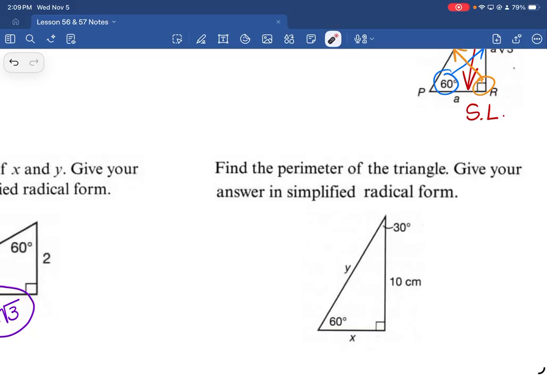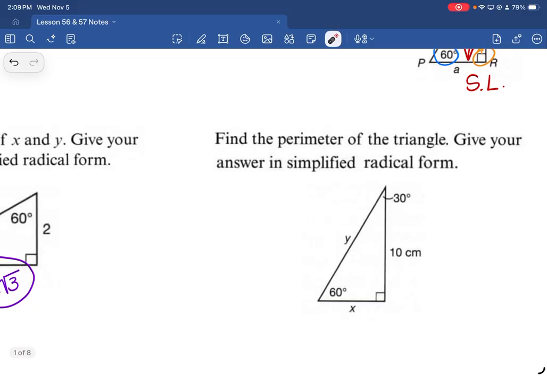All right, for this next question, they want us to find the perimeter of the triangle. That means we have to know all 3 sides in order to add and find the perimeter. Again, they want us to give our answer in simplified radical form. Unfortunately, they didn't give us the short leg this time. They gave us the long leg. They told us it equals 10.